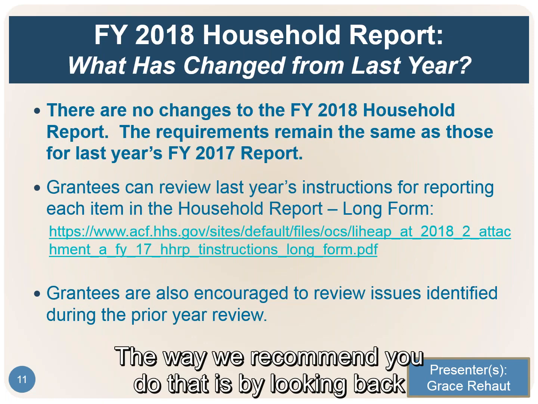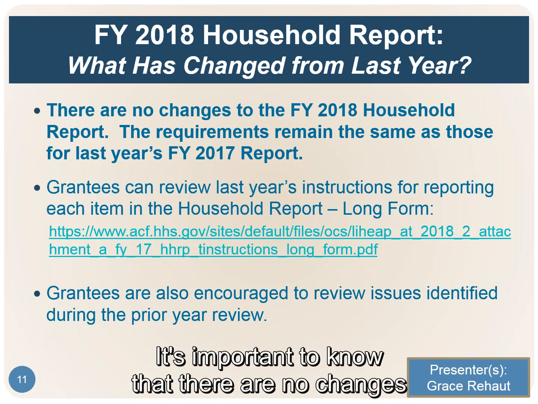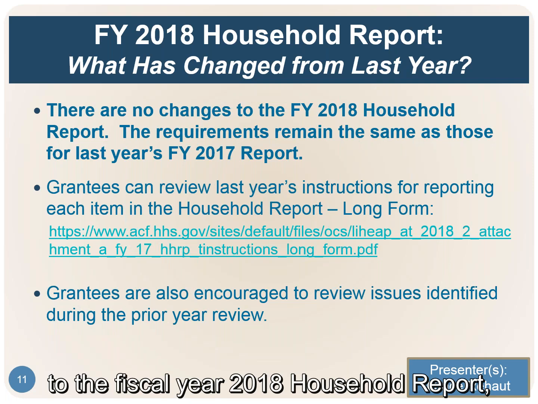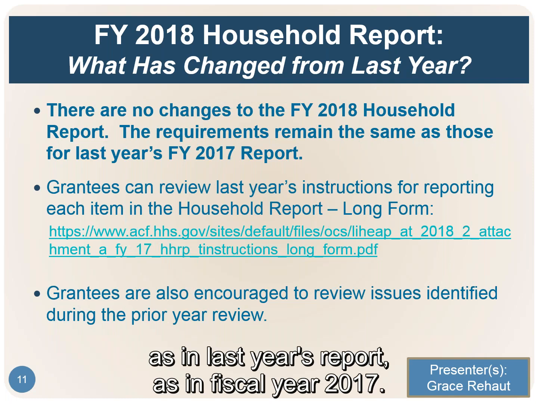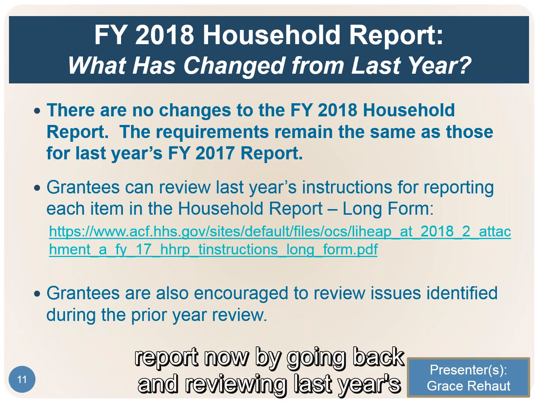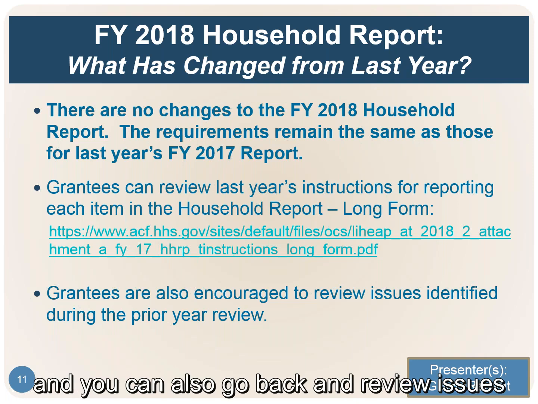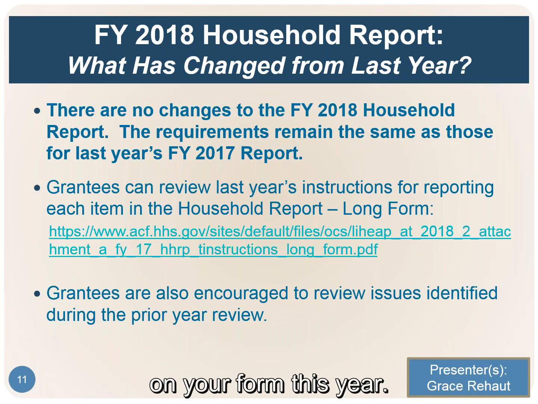And the way we recommend you do that is by looking back to your fiscal year 2017 household report. It's important to note that there are no changes to the fiscal year 2018 household report. And the requirements are exactly the same as in last year's report, as in fiscal year 2017. So you can absolutely get started on your fiscal year 2018 report now by going back and reviewing last year's instructions for the household report. And you can also go back and review issues that we identified during review of your form last year, and you can use that to start working on your form this year.